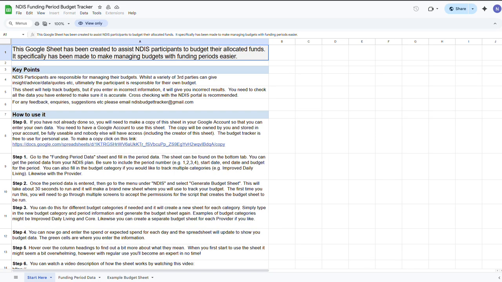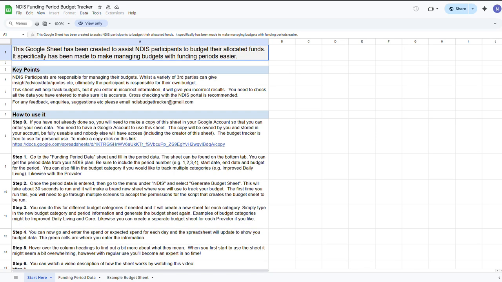A few things to note are that the periods are not aligned to any specific dates. It's not as though it would be the 1st of January to the end of March or anything like that. It's an arbitrary random date of simply when the plan started. So it doesn't line up with, for example, the school term or holiday periods or anything like that. Every single person will have a different start and end date for their funding periods.